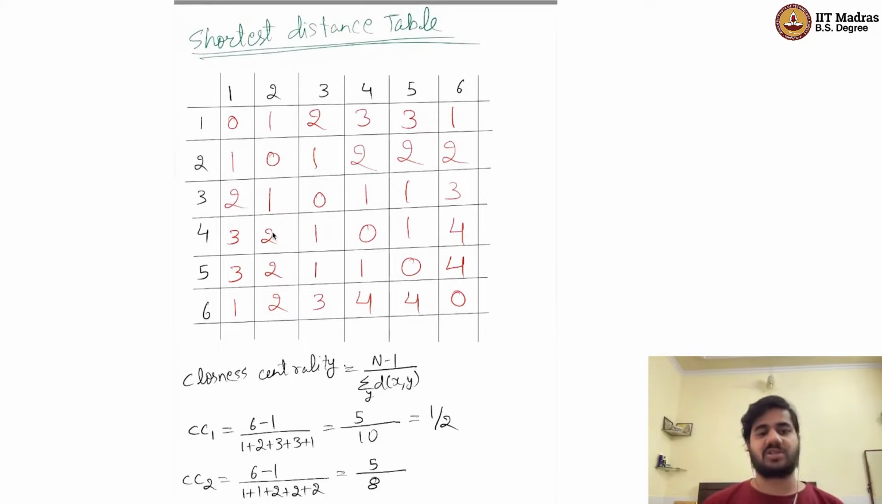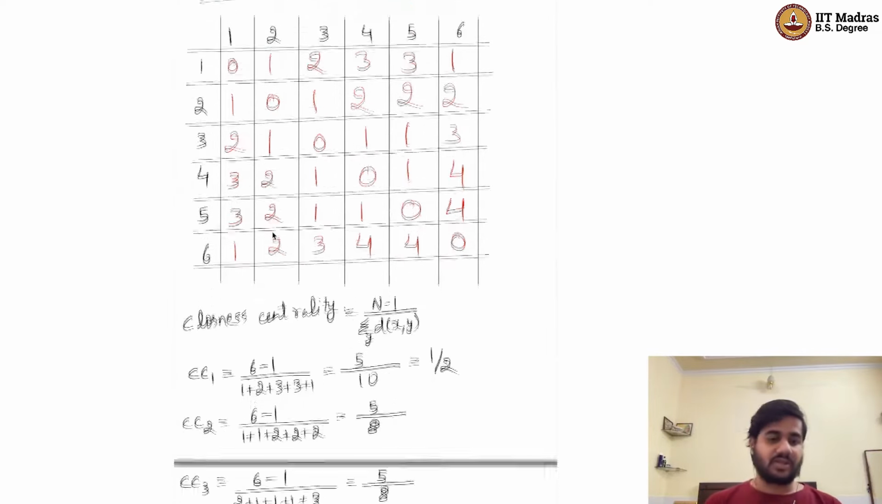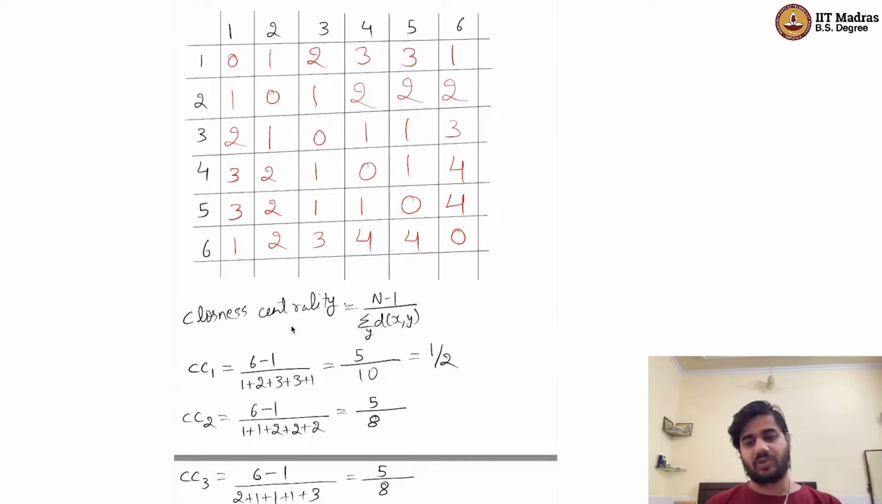Once you have the shortest distance table, calculating centrality is actually pretty easy. If you want to calculate closeness centrality for any given node, the formula is n minus 1 over the summation of all the shortest pair distances from that node. Now, if you go online and study, you would see different versions of this. So this is essentially a way to find a normalized centrality.